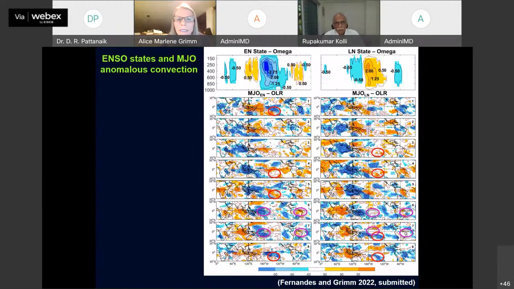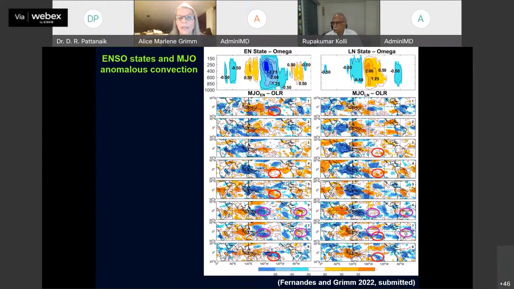Here in phase 5-6, during El Niño, we have a propagation of this enhanced convection across the dateline, whereas in La Niña, it doesn't happen. The convection propagates only in the subtropics, but during El Niño, it propagates across the dateline and is very enhanced here in phases 8 and 1.